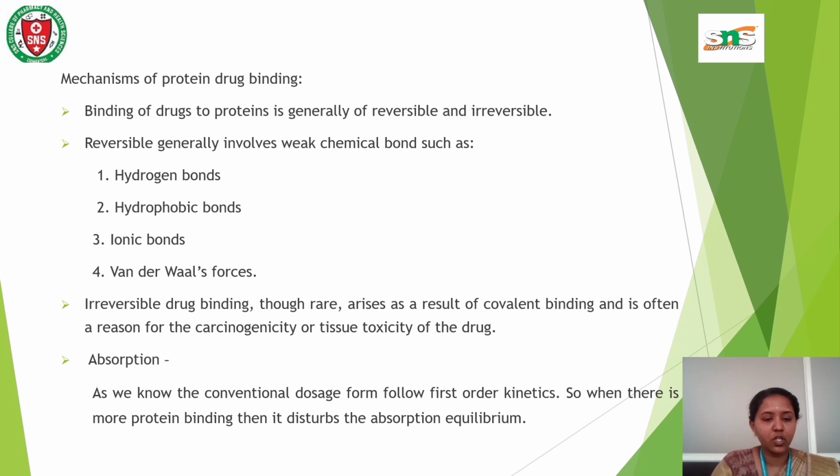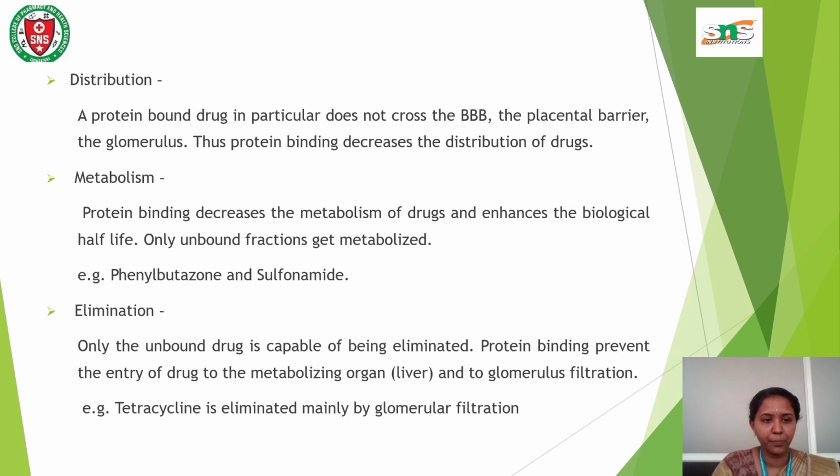Absorption. As we know, the conventional dosage form follows first order kinetics. So when there is more protein binding, it disturbs the absorption equilibrium. Distribution. A protein-bound drug does not cross the blood-brain barrier, the cell membrane, the placental barrier and the glomerulus. Thus protein binding decreases the distribution of drugs.